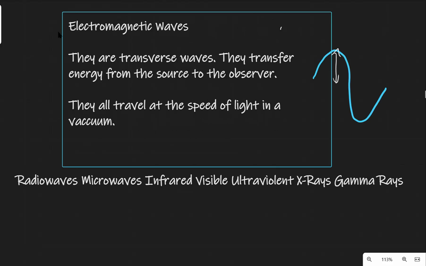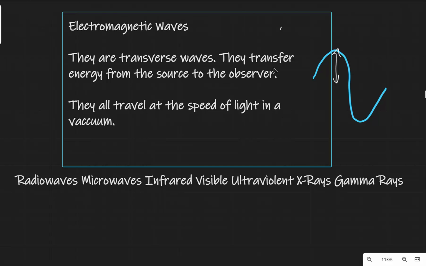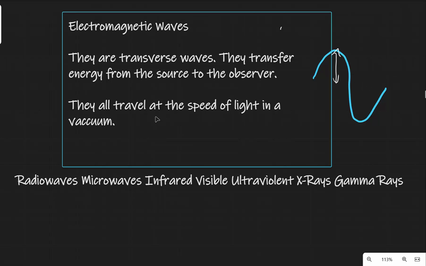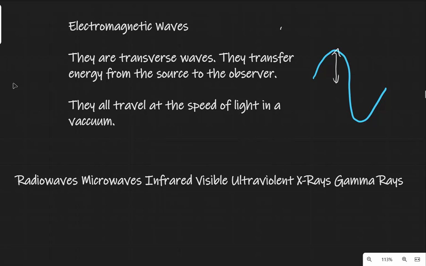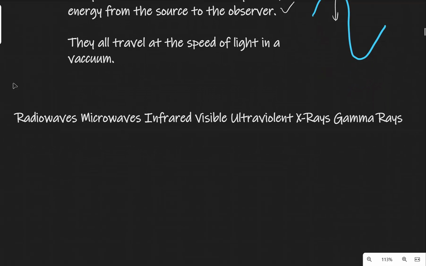Now let's talk about electromagnetic waves. First of all, they are transverse waves. This means that the electric fields in this case will oscillate perpendicular to the direction of travel of the waves. They transfer energy from the source to the observer, and they also all travel at the speed of light regardless of their frequency. Okay, now they come in a spectrum.